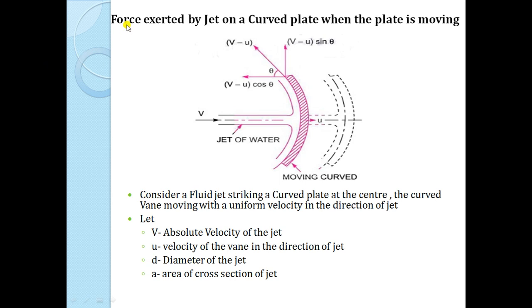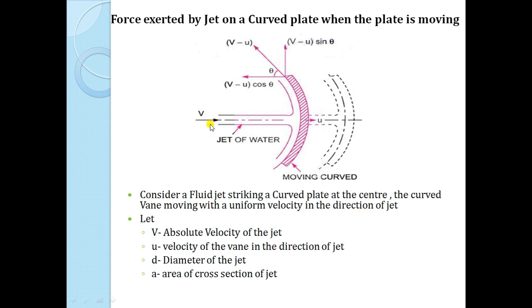Now coming to the first one, that is force exerted by jet on a curved plate or vane when the plate is moving. So here you can see this is a curved vane on which there is a jet of water hitting. In fact, this curved vane is also moving with a certain velocity. Now, let us consider a fluid jet which is striking the curved plate at the center. The curved vane is moving with a uniform velocity in the direction of the jet.